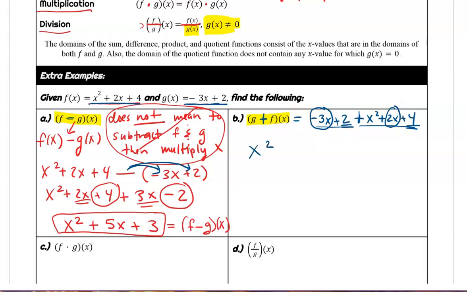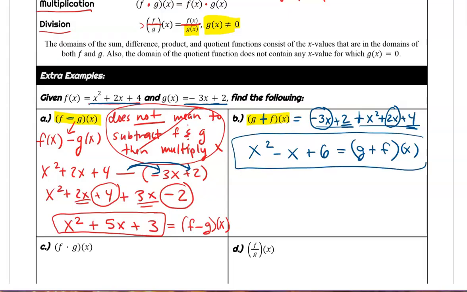So I've got x squared minus x plus 6. And so that would be what I get when I add g and f. So this would be my g plus f of x function. And then that's my answer. It's just the result of adding these expressions.